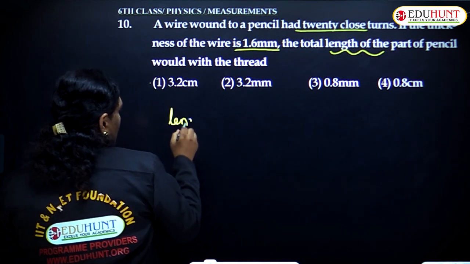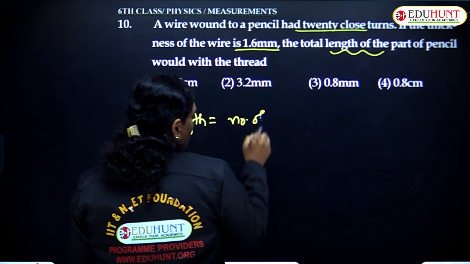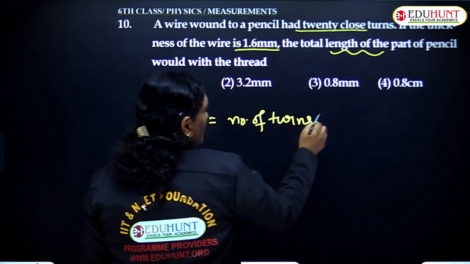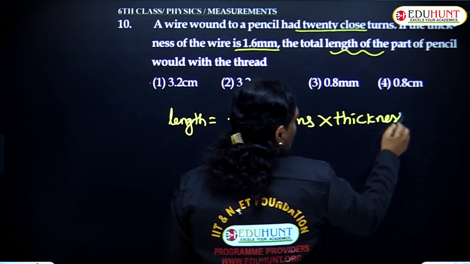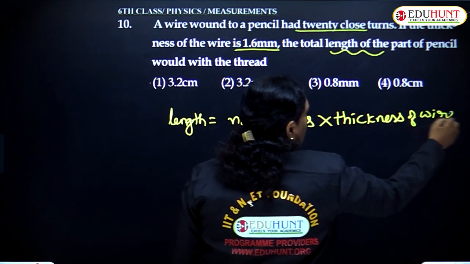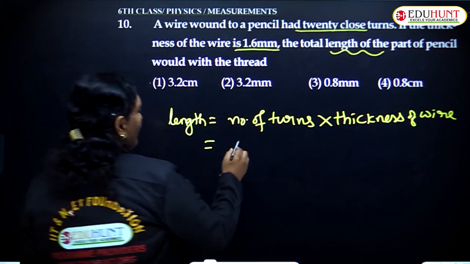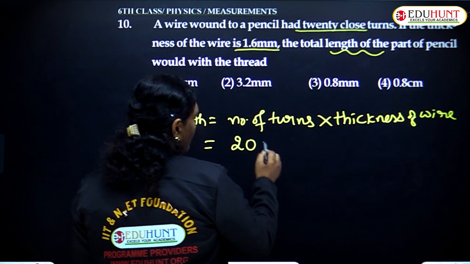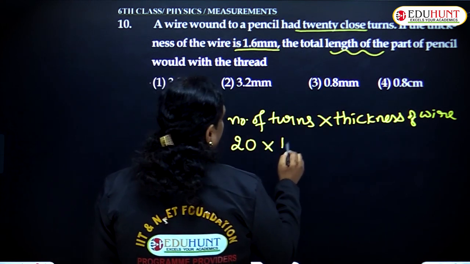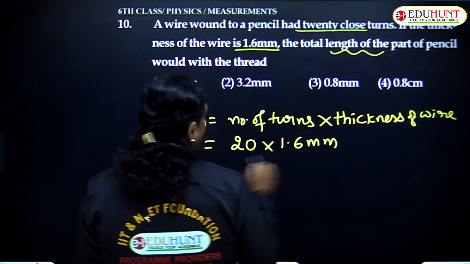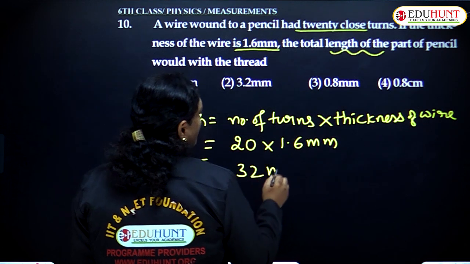So, remember children, the total length would be equal to the number of turns into the thickness of each wire. To measure the total length, you have to multiply the thickness of each wire with the number of turns. How many turns were given, children? 20. Thickness of each wire would be how much? 1.6 mm. So, your total length would be 20 into 1.6, which is 32 mm.